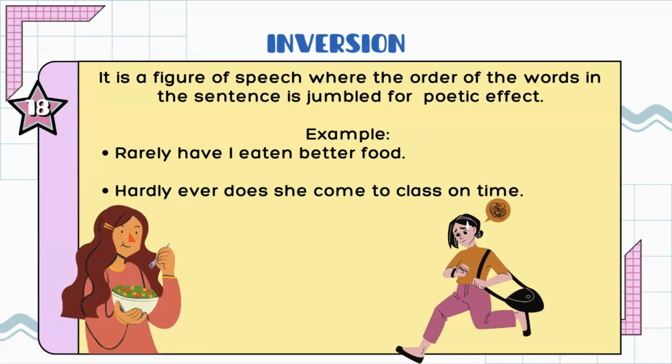Let's see the second example. Hardly ever does she come to class on time. Here, she comes after the auxiliary verb does. And the correct prose order would be, she hardly ever comes to class on time.